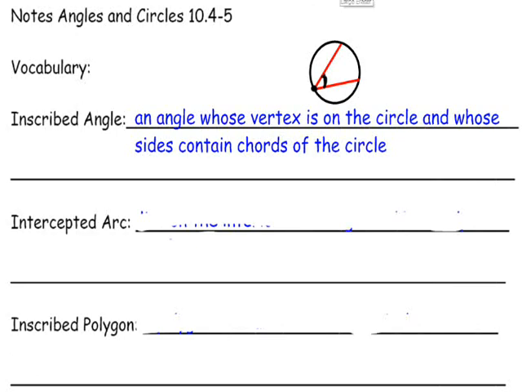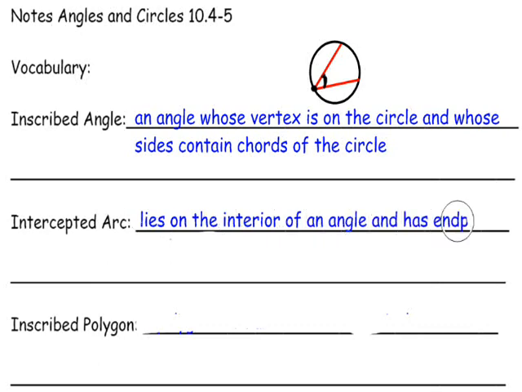And if we have an inscribed angle, then we have an intercepted arc. The intercepted arc lies on the interior of the angle and has endpoints on the circle. So in this inscribed angle right here, this would be my intercepted arc. It's the arc that's on the interior of the angle.